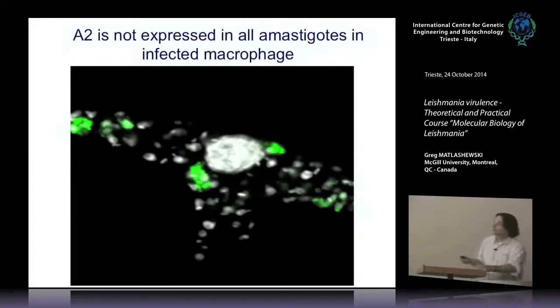Some of them express high levels, as shown here. Some of them express very low levels, and some of them appear not to express any at all. So it's not a constitutively turned on gene. We know it gets turned on in amastigotes, but it's not all of them that are expressing the same amount at the same time. There seems to be some order or some other reason for expressing A2 in addition to just being an amastigote, because these are true amastigotes, but they're not all expressing the same amount of A2.